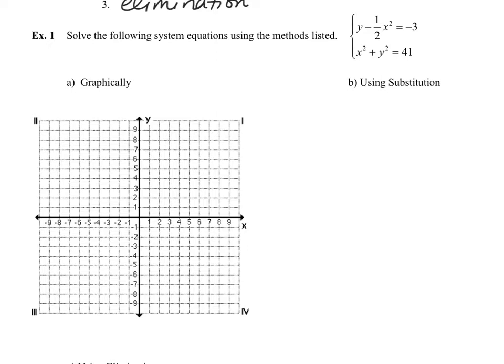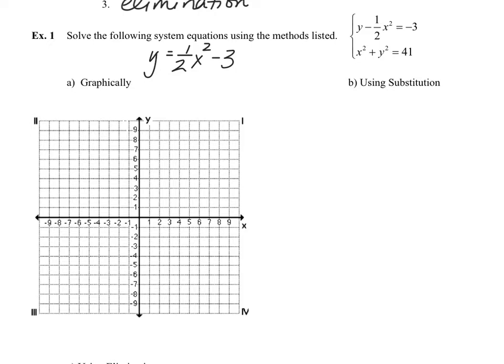So let's take a look first at the top equation, which is y minus 1/2 x squared is equal to -3. So this equation, if we were to solve for y and get y by itself, we would add the 1/2 x squared to the other side. So y equals 1/2 x squared minus 3. And this is going to be a parabola. So we're going to review here how to graph a parabola. Hopefully this is something that you remember from earlier in your class.